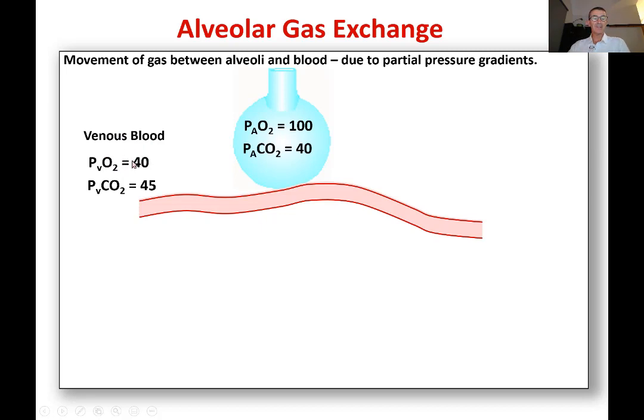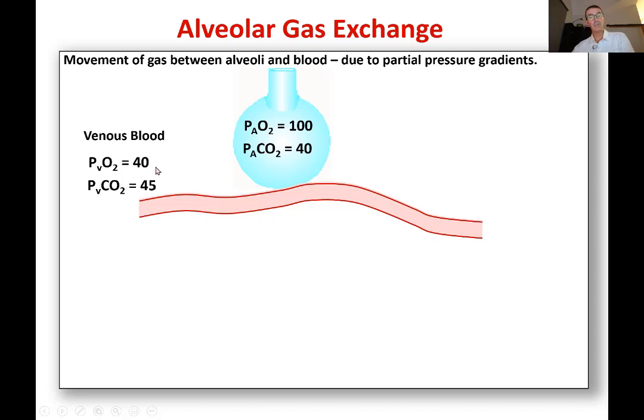40. So it's taken part in gas exchange. The oxygen pressure is quite low. The carbon dioxide pressure is higher than in the alveoli because this blood has taken part in gas exchange and the cells have released CO2 into that blood.